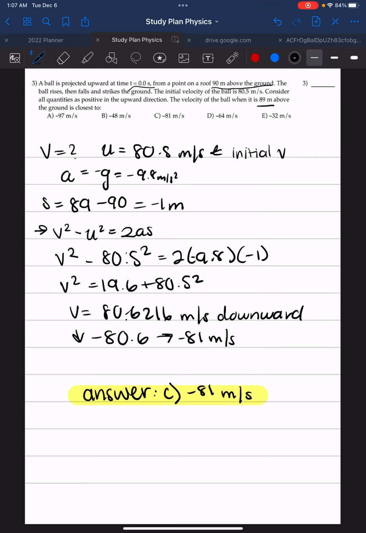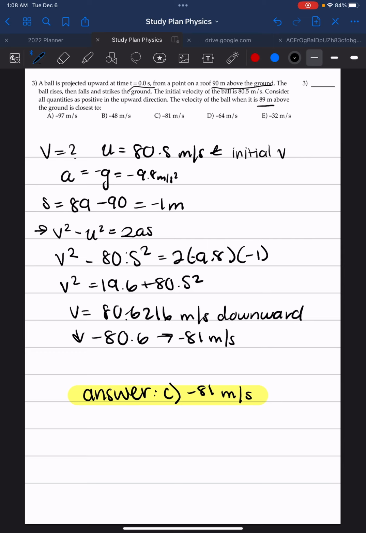So for chapter 2, problem 3, we're going to be going over velocity, and this is going to be how it's applied to a word problem. So we know that the ball is projected at a time when t equals 0 at a point on a roof 90 meters above the ground.